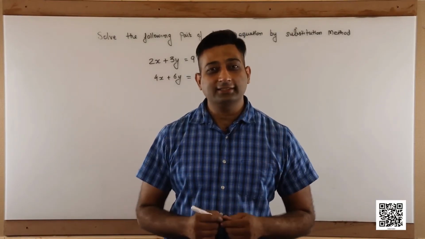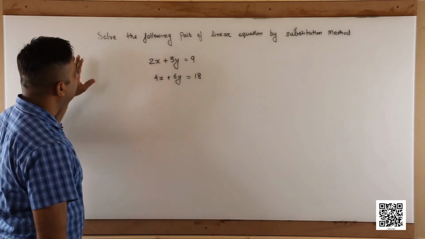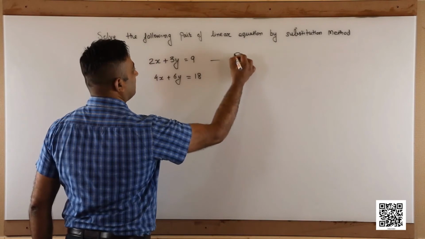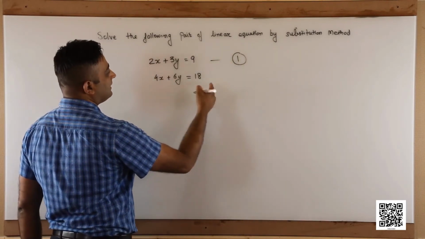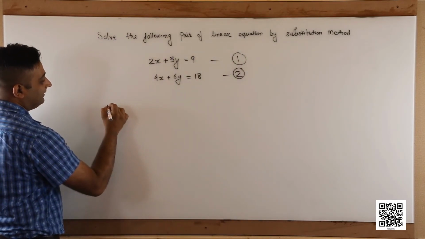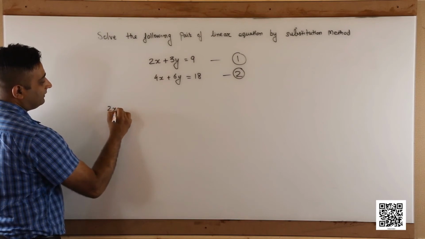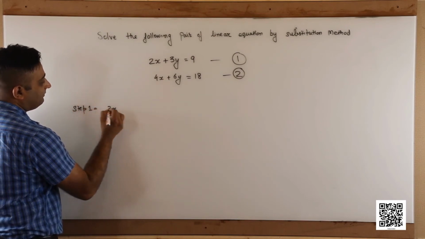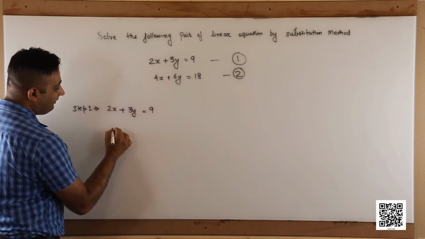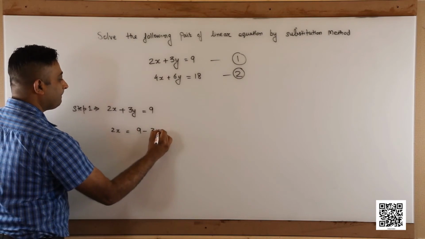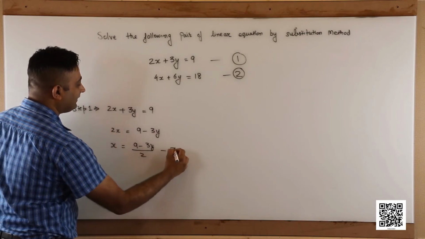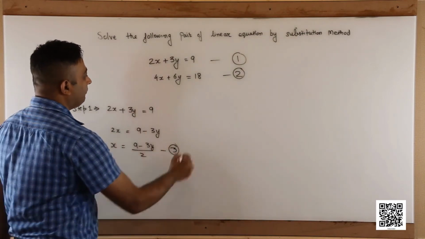Dear students, let us discuss a very interesting problem, that is 2x plus 3y equal to 9. Let us give this equation number 1, and 4x plus 6y equal to 18. Let us solve by the substitution method. So we rewrite equation number 1. This is step number 1. In this we will write equation number 1 and find one variable in the form of another, that is x equal to (9 minus 3y) divided by 2, and give the equation the name equation number 3.